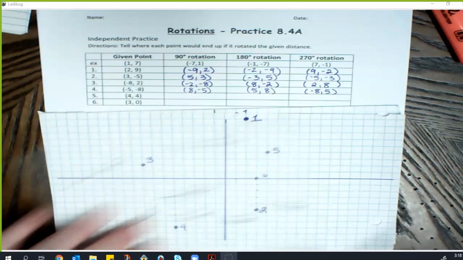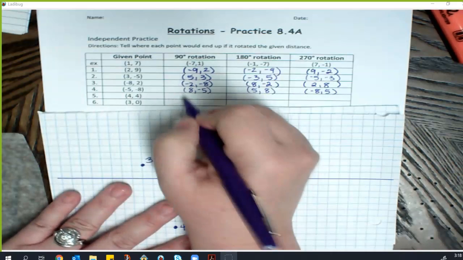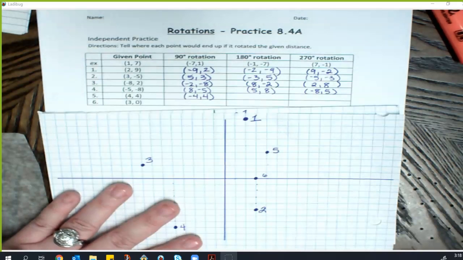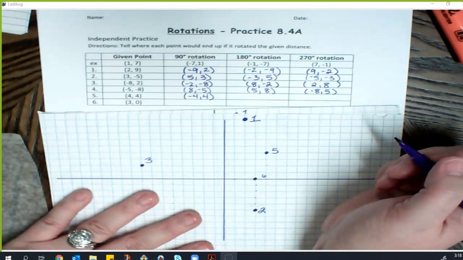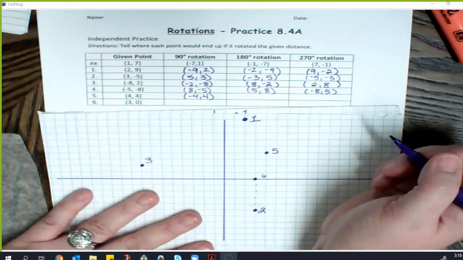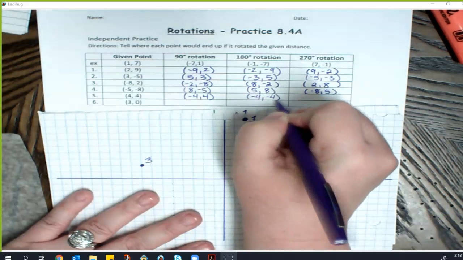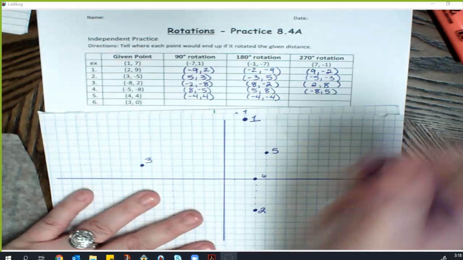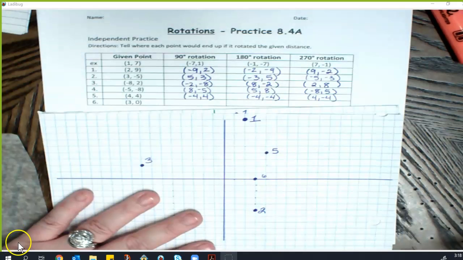90 degrees for number 5. Negative 4, 4. Very good. What about 180 degrees? Negative 4, negative 4. Do y'all agree or disagree? Agree. Very good. All right, what about 270 for number 5? 4, negative 4. All right, I hear the confidence growing.